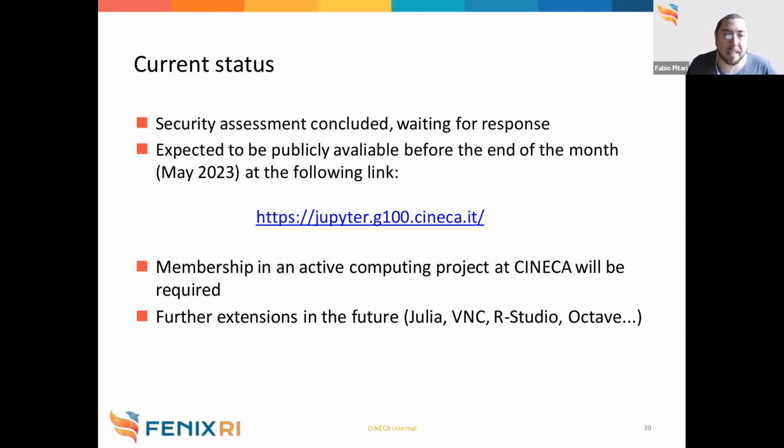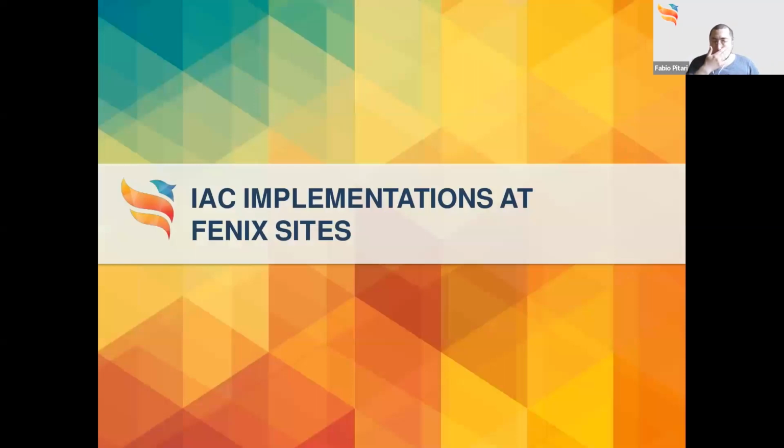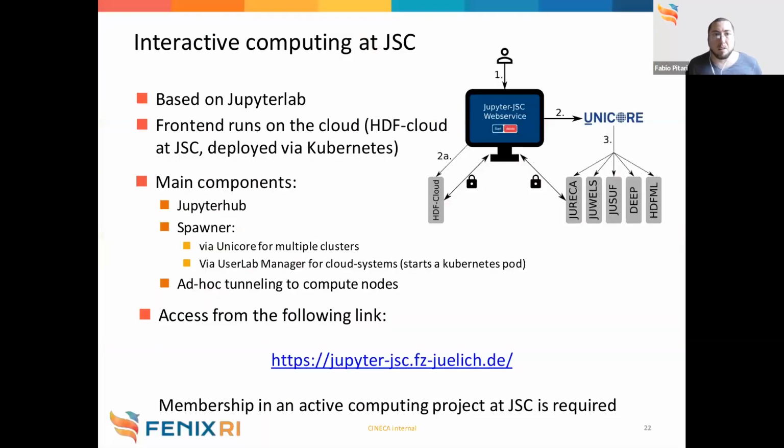So this is the basic idea for the IC implementation. But actually, there are some other implementations in Fenix. A couple of them, in particular the JSC one and the CSCS one, are quite similar to the one which I've showed you so far, with some exceptions. And in particular, I will start from the interactive computing at JSC.